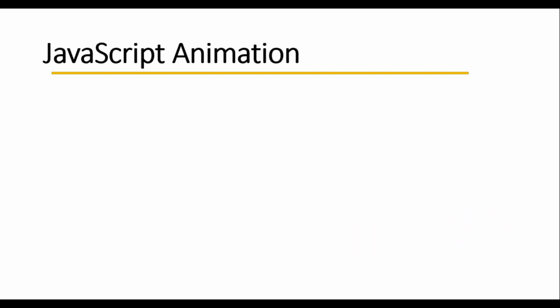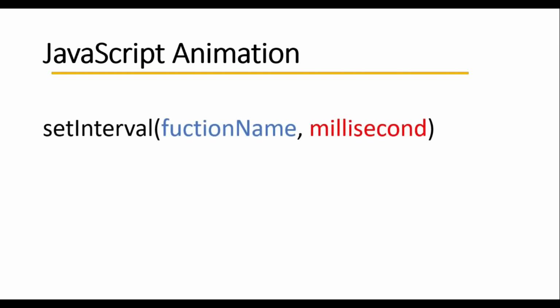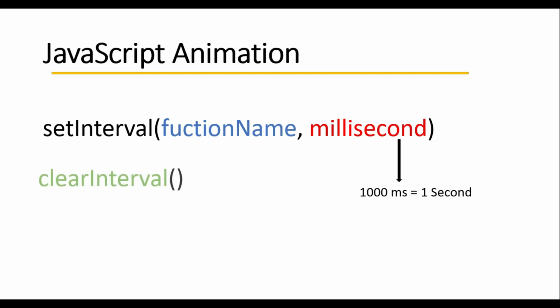If you want to add some animation in JavaScript, you can use the setInterval method. In this method we can pass two types of parameters. First one will be the name of the function that we will need to create, and the second one is the millisecond or the timer that we need to pass as an animation timer. 1000 milliseconds is equal to 1 second. If you want to stop the animation anytime you want, you can use the clearInterval function. So now let's practice this and check how it works.